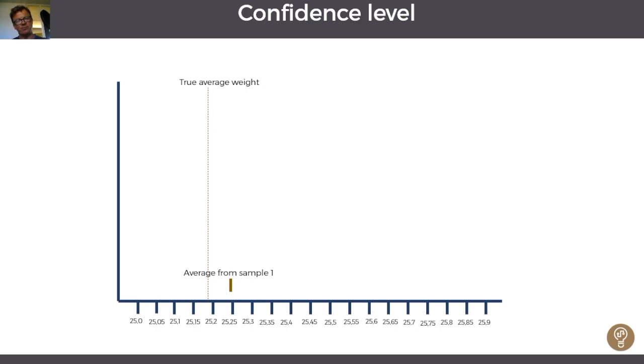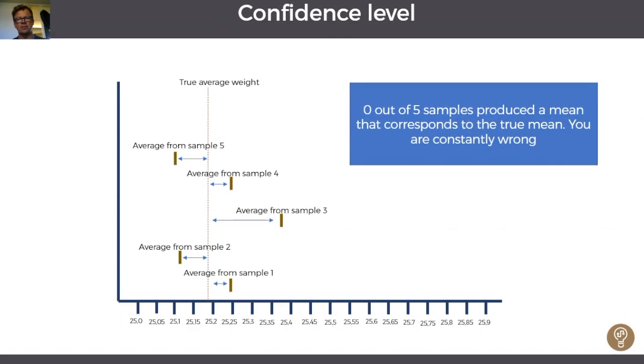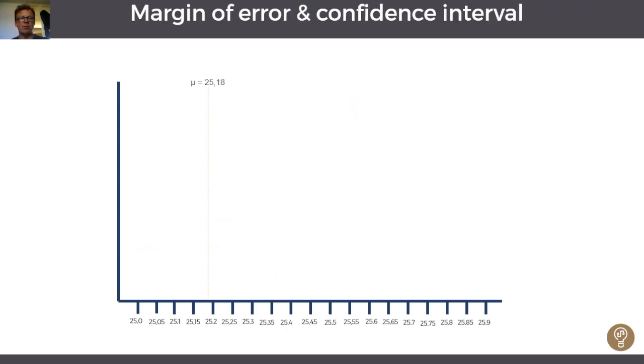this is the average of the first sample. The second sample of 10 shows this average. This is the average of the third sample, the fourth sample and the fifth sample. So you can see that every time you take a sample, the average of the sample isn't the same as the average of the population. And that's always the case when you take a sample. So that's why we work with margin of error and confidence intervals.